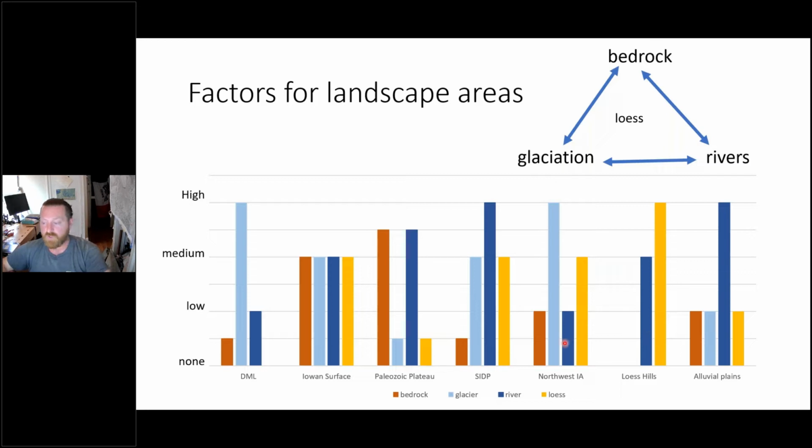Northeast Iowa, the Paleozoic Plateau, it's all about the bedrock and it's all about the rivers. Whereas the southern Iowa drift plain doesn't have much bedrock outcrop, but it has a lot of rivers forming it. And it also has loess and glacial advances. So bedrock isn't as important as those other factors. The alluvial plains on the Mississippi and Missouri clearly are dominated by rivers. And the Iowan erosion surface, as it's also known, has everything as a medium-importance factor.